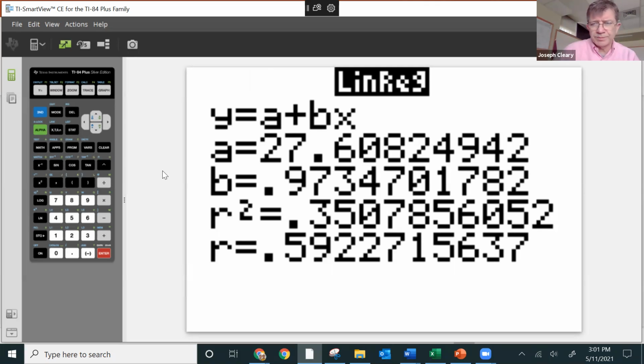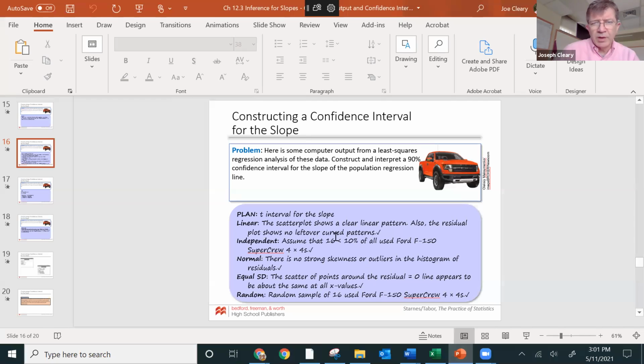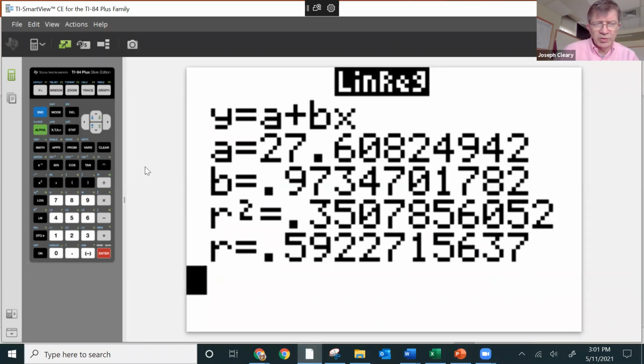All right, so our next step: we've got our model, and going back here, we've got the linear and the independent conditions, which we feel good about. Normal: is there no strong skewness or outliers in the histogram of the residuals? Remember, your calculator automatically calculates the residuals and puts them in the RESID list.